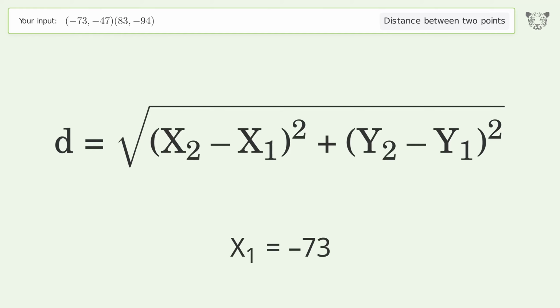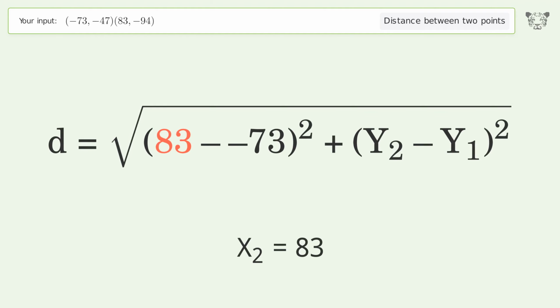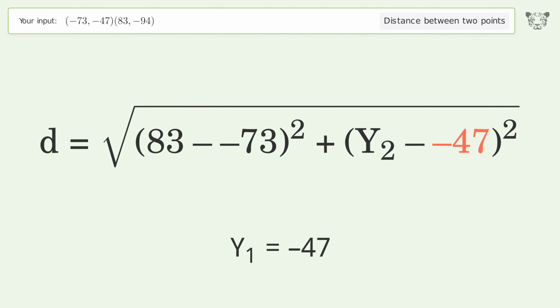x1 equals -73. x2 equals 83. y1 equals -47. y2 equals -94.